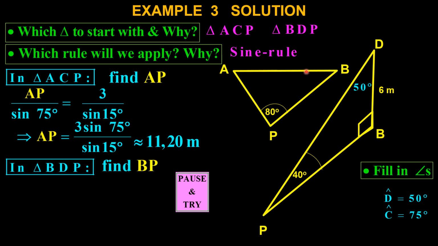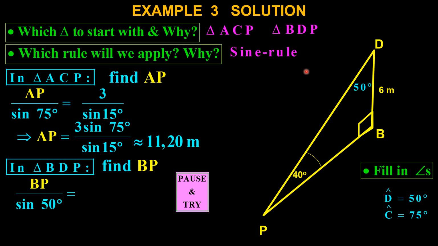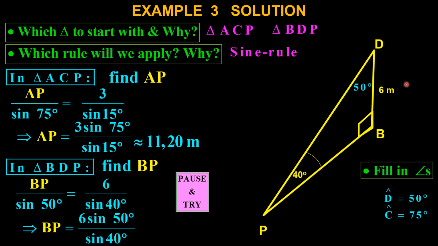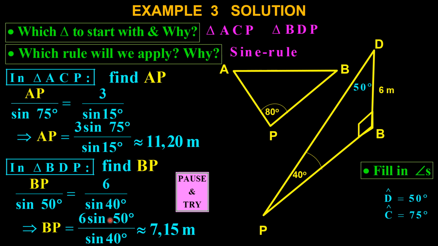Then let's look at BDP. Let's pause and try again. So you've got this case also, 2 minutes at most. So we apply the sine rule. We want to find PB, so PB goes with 50 degrees, and then we have 6 which goes with 40 degrees. Let's multiply both sides by sine 50 degrees, so I get 6 sine 50. Let's go to the calculator, and I got 7,15. So there we calculated BP.